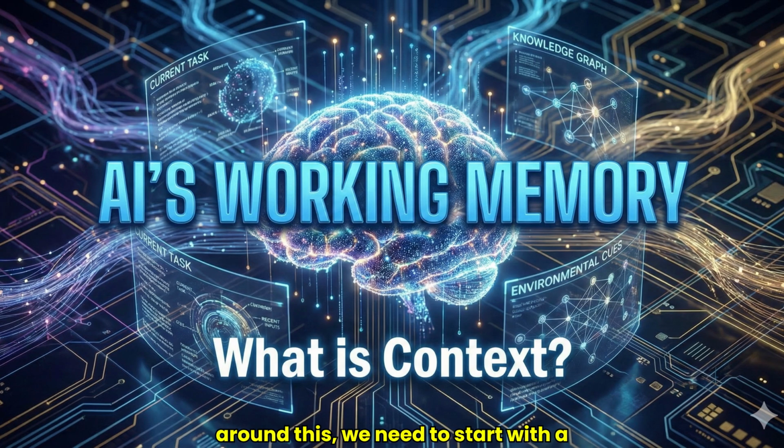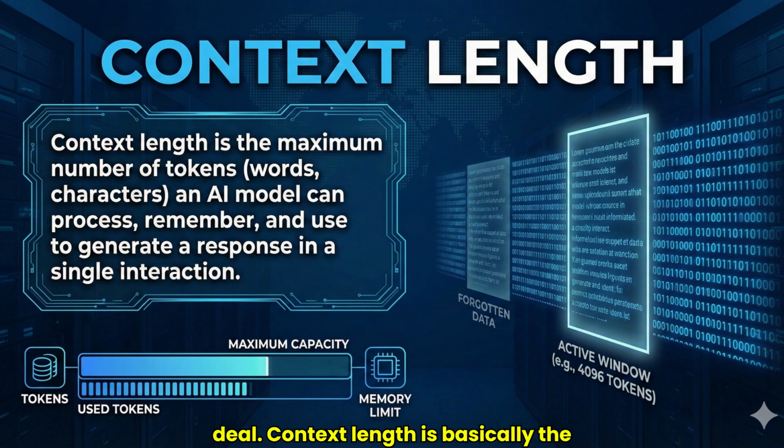So to really get our heads around this, we need to start with a really simple, powerful idea. Let's think of an AI's context as its short-term working memory. Okay, so here's the deal. Context length is basically the maximum amount of information an AI can see, remember, and think about at any one time. If a piece of information from your chat falls outside of that window, then for the AI, it literally no longer exists. It's gone.